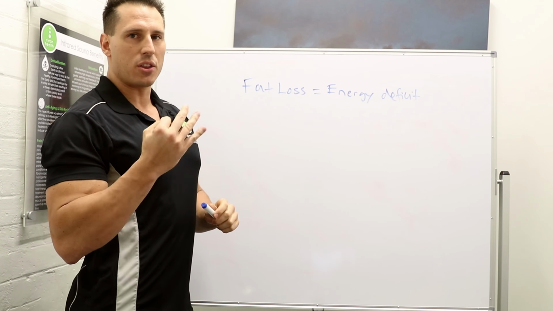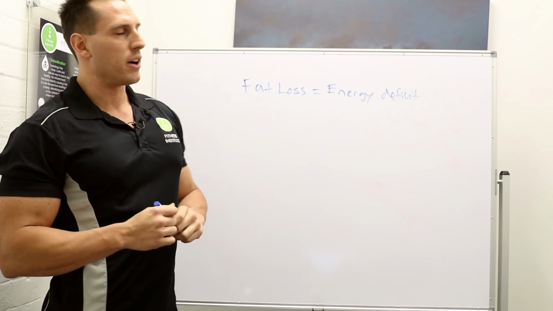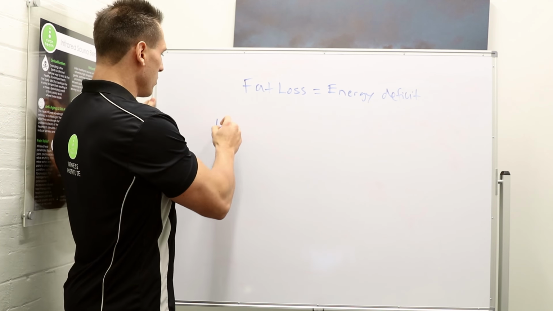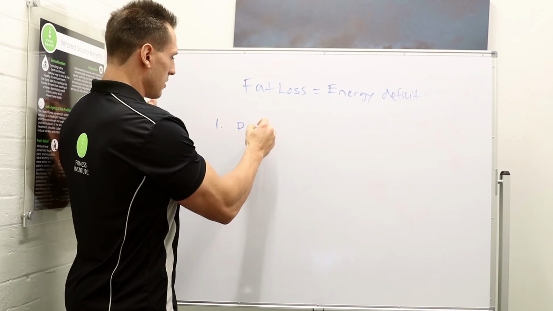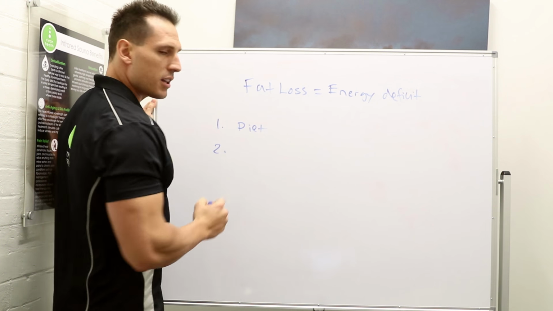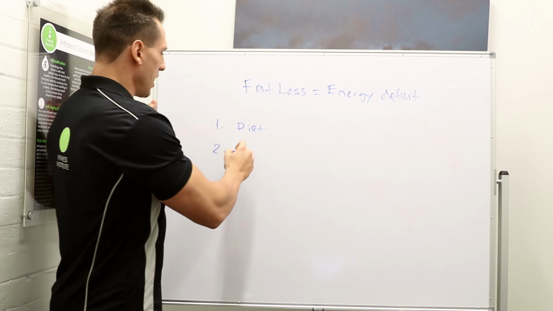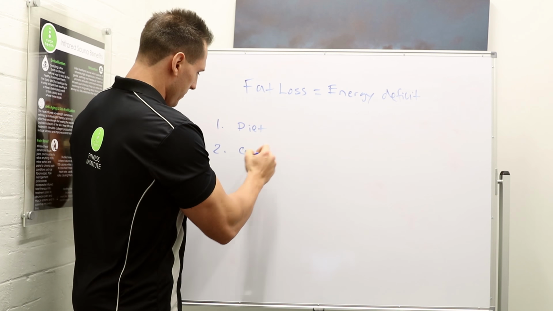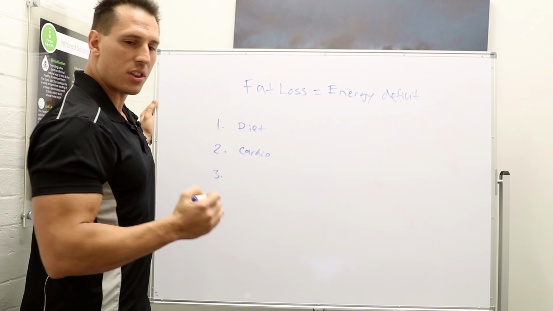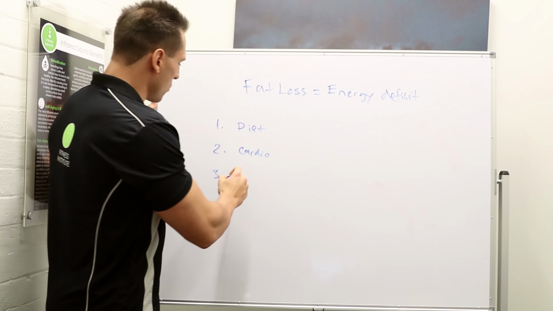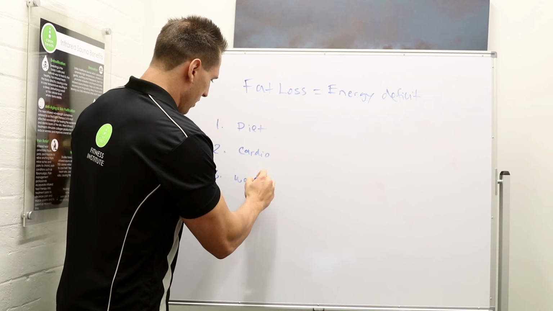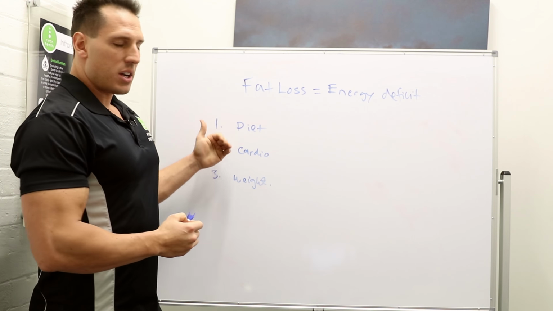Okay, now keep in mind there's different ways that we can create an energy deficit. So there's typically three options or three variables we can play around with. The first variable is diet. The second variable is cardio. And then we have the third variable, which is weights. As you can see, we have three different options.